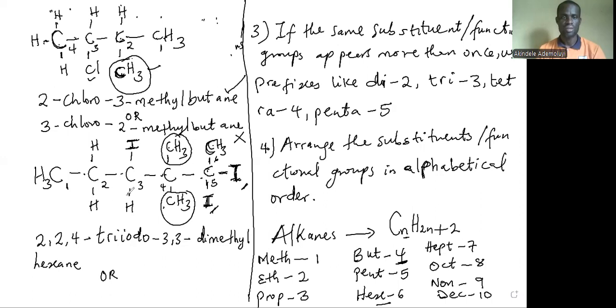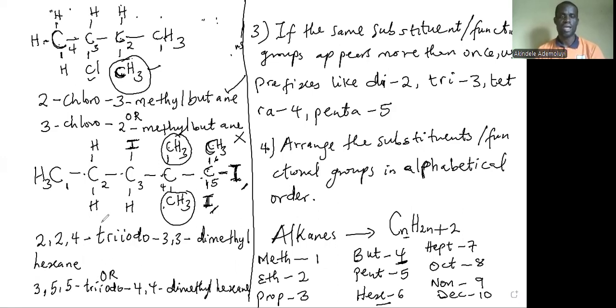If we start counting from here, look at it. The first iodine is on carbon number 3, and the next iodines are on carbon number 5. 3, 5, 5, triiodo. That is 3 iodine. Then on carbon number 4, we have methyl, 4, dimethyl, ethane. Now, if you look at these two, the question you ask yourself is which is correct, this or this?